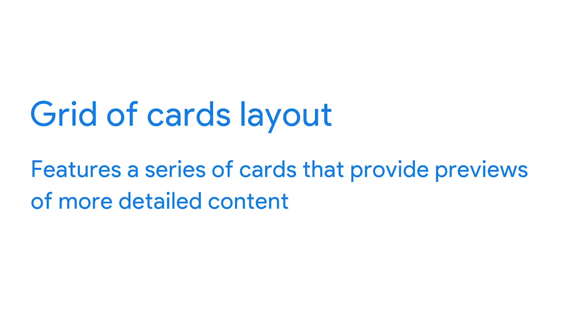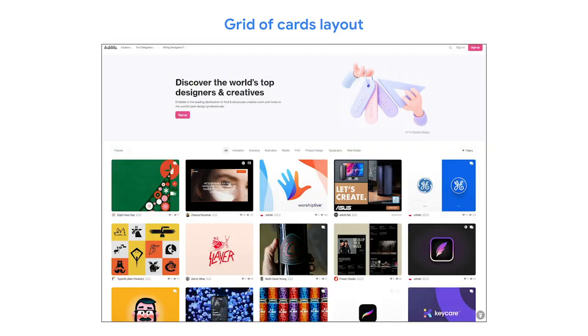Last but not least, let's talk about one more common website layout, a grid of cards. A grid of cards layout features a series of cards that provide previews of more detailed content. Each card can vary in size, but the cards are often a uniform size. Also, keep in mind that the size of the cards you use may vary depending on the size of the screen you're designing for. You may recognize this website layout from your favorite recipe blogs, streaming service, or other content-heavy websites. Here's an example from Dribbble. The cards are all the same size and preview lots of different content. Other popular websites that use a grid of cards layout are YouTube and Pinterest.